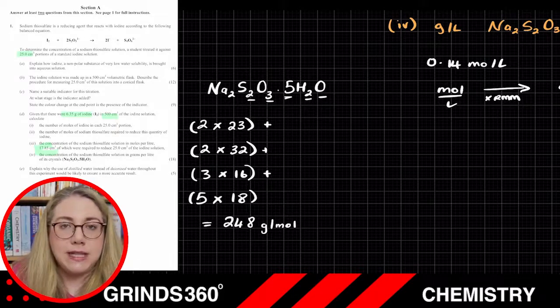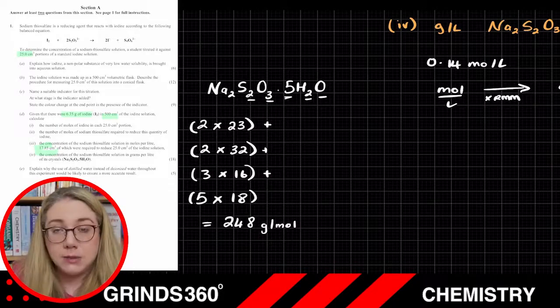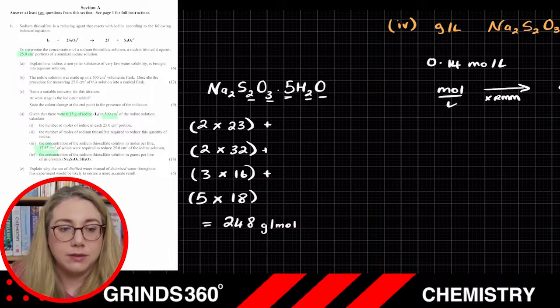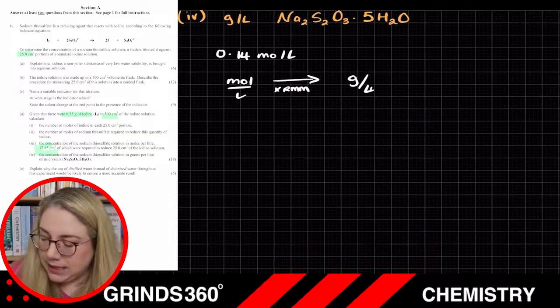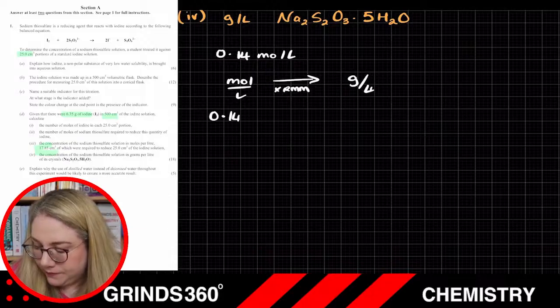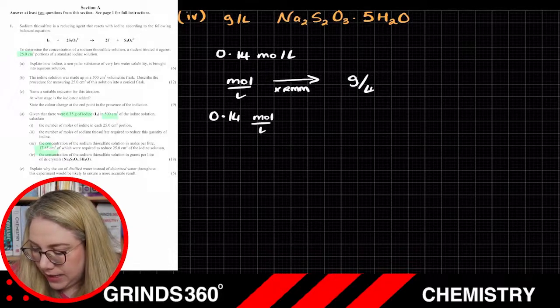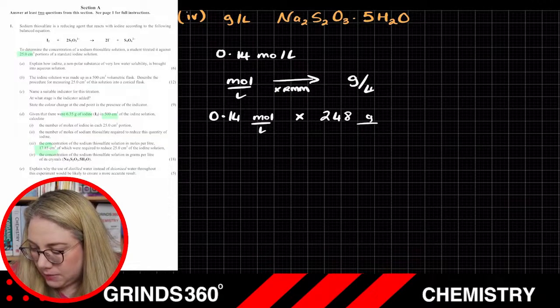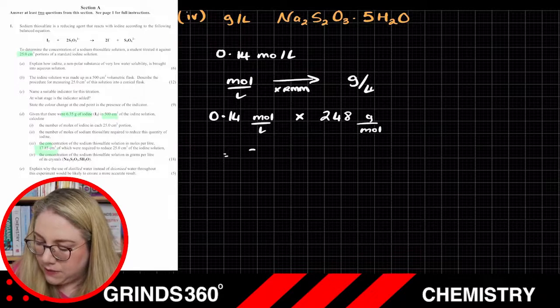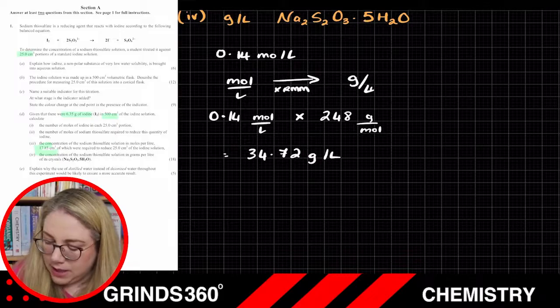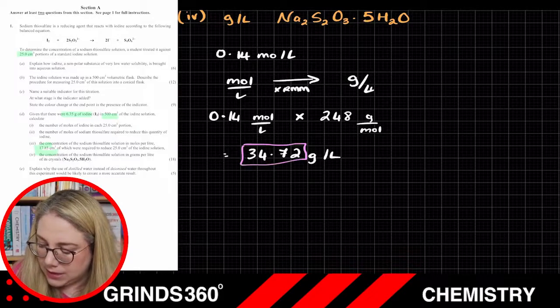Now, in this year, in 2015, you didn't get marks for calculating the RMM correctly. Sometimes you do, sometimes you don't. It depends on whether students are struggling for marks, basically. Now, back over to here. We take our moles per litre, which is 0.14, and we multiply by the RMM, which was 248 grams per mole. When you multiply those two together, we're going to get 34.72 grams per litre. And for 34.72, you get 3 marks.